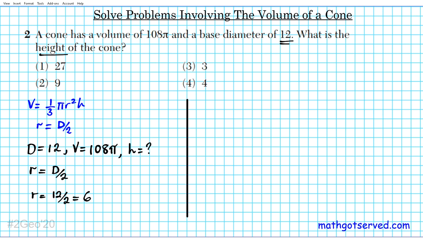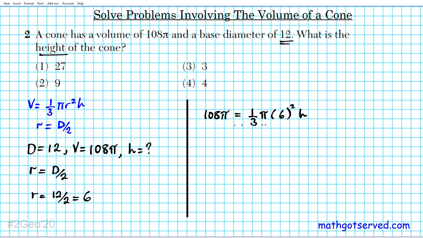We are now ready to substitute what we know into the volume formula. V is 108 pi, so we have 108 pi is equal to 1/3 pi times the radius, which is 6, squared, times the height h, which we're looking for. Now we've substituted what we need and what we know into the formula. We're now going to use algebra to isolate h, the variable that we need to find the value of.